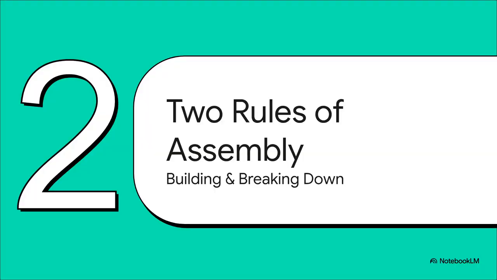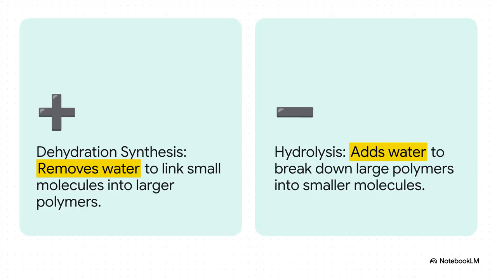All right, so we've got our ultimate building block, carbon. But how does life actually put it all together? Well, it turns out nature uses 2 surprisingly simple rules for almost all of its construction projects. One rule for building molecules up, and another one for breaking them back down. And here are those 2 rules.